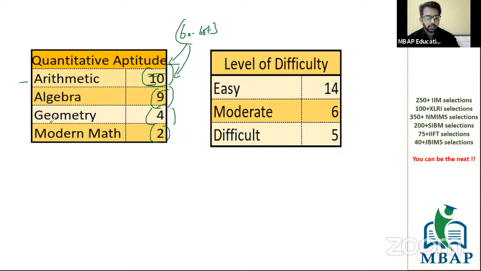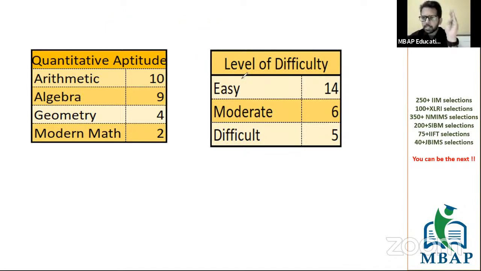If you want to clear this paper of CAT, or if you want your performance to go up in whichever mock test you are giving, the important chapters of arithmetic and algebra cannot be left out. If you're really good in arithmetic and algebra, you can actually score more than 95 percentile in the actual paper. Now let's also discuss the level of difficulty of this paper.